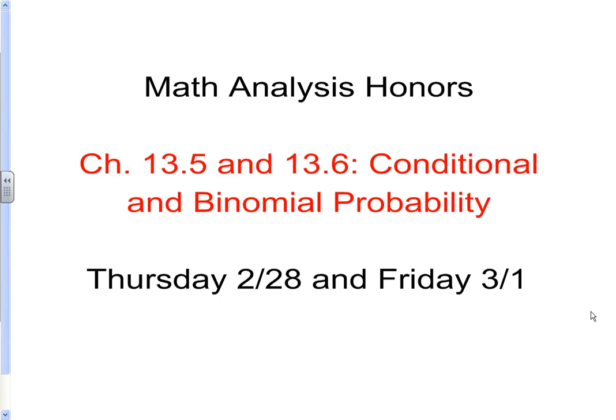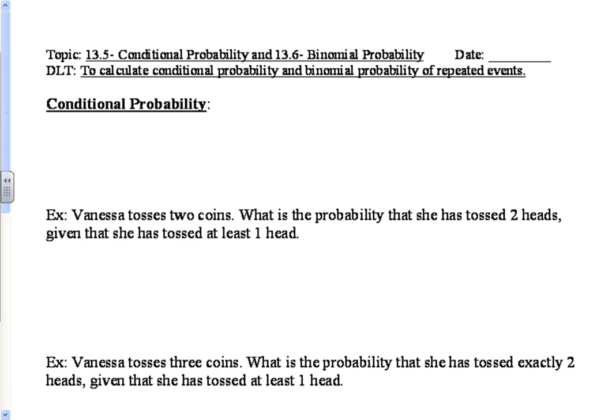Okay, this is Math Analysis Honors, and we're looking at Chapter 13.5 and 13.6, which is conditional probability and binomial probability. So we're going to start with conditional probability. Conditional probability is when you know some information about what's going to happen. So generally what we're going to be looking at is the probability that one event is going to happen if we know that the other event has happened, or if we know some condition.